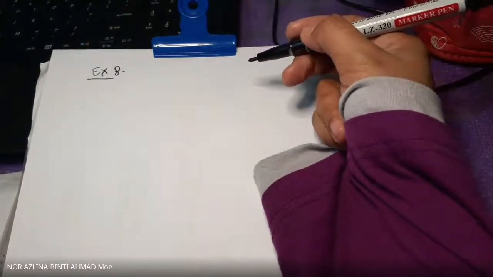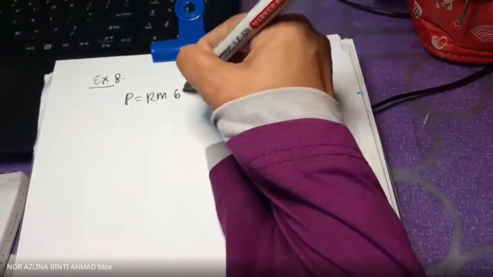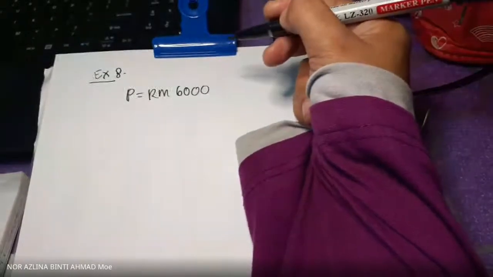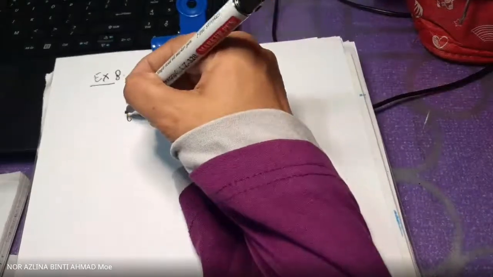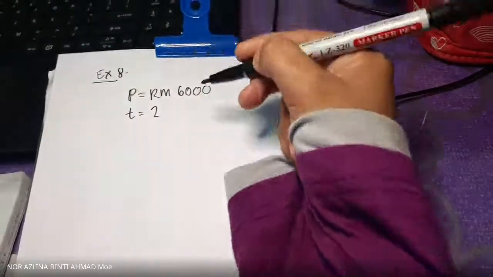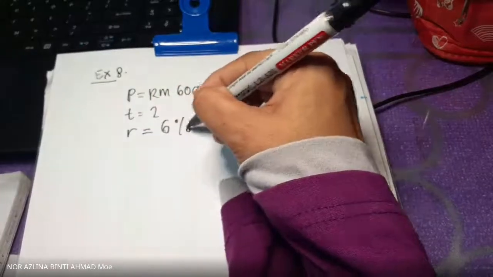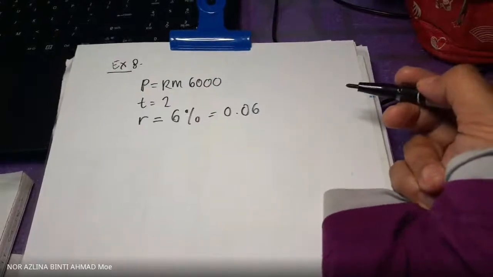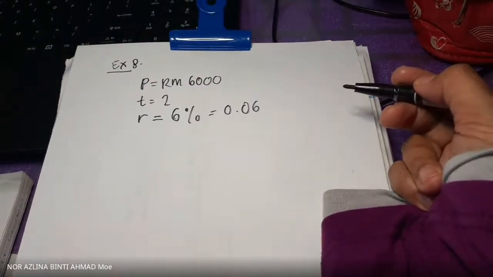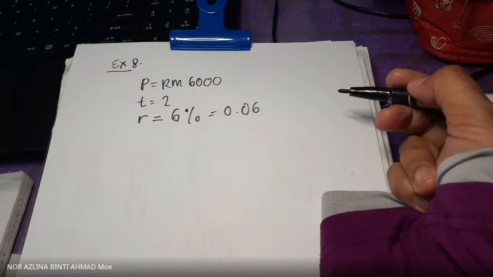Mr. Charles deposits P, RM 6,000, in a fixed deposit account at Bank Berjaya for 2 years. So T equal to 2, with an interest rate equal to 6%. So 6% means 0.06. What is the difference between the amount of interest Mr. Charles earned if he was given compound interest?